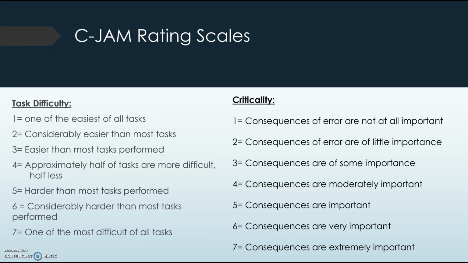So the CJAM rating scale is below. Task difficulty is on a scale of 1 to 7, from easiest to most difficult of the task, and then criticality is on 1 to 7, looking at the criticality of the consequences. So, not important to extremely important.